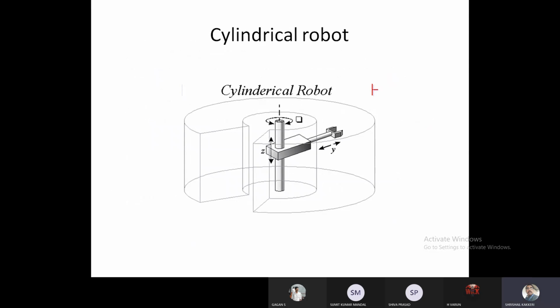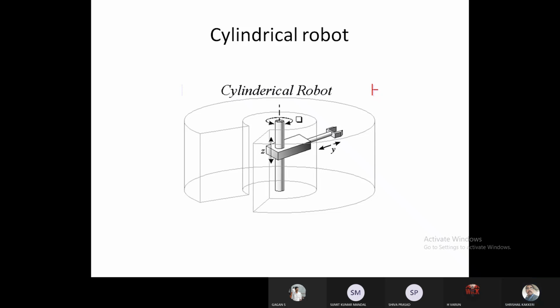Let me come to the cylindrical coordinate system, which I had written about during the previous class. The cylindrical coordinate robots are also called RLL robots: one is rotational and the other two are linear. The work volume generated by these cylindrical robots is in the form of two concentric cylinders, or simply a segment of a cylinder, or simply a cylinder.